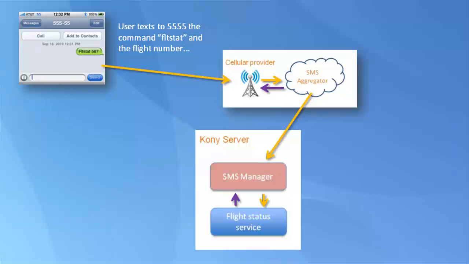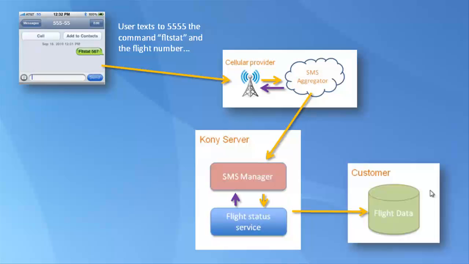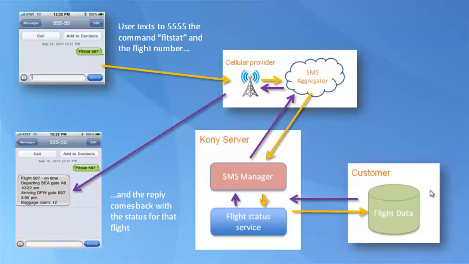the Kony server. The Kony server's SMS manager gets the message, figures out what backend service needs to be called for this flight status command, gets the flight status service, makes that call to the backend system, retrieves the data, and then packages it back up and returns that message through the SMS manager, back through the SMS aggregator, and then back to the user. So the user experiences, after typing the command and hitting send, 3-4 seconds later, the response comes back with all the full flight information. This is what we're talking about when we talk about two-way SMS in the Kony system. Let me show you briefly how we've configured this, and then we'll talk about push.